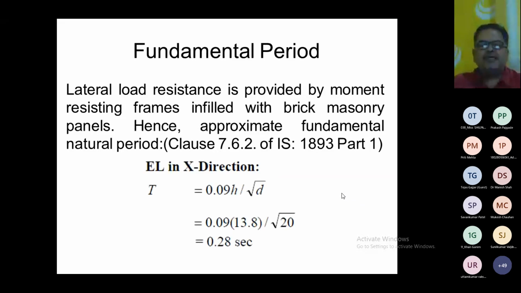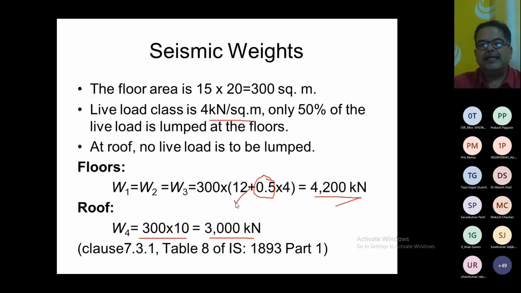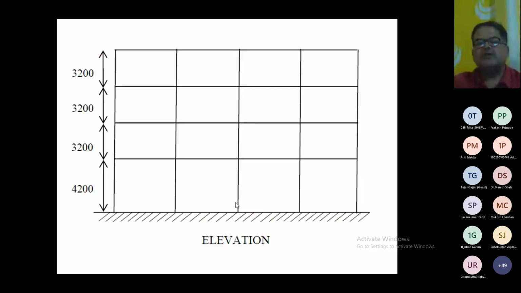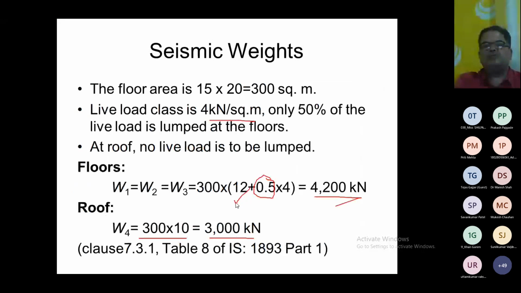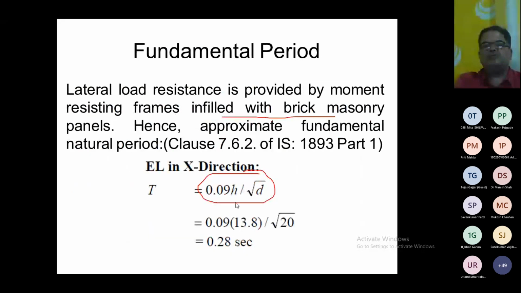Now the fundamental period. We know that brick masonry infill wall is there, so we have to use the equation 0.09 h by root d. H is the height. The total height is almost 13.8 meter, and the dimension in the x direction is 20 meter. So you can see the natural period is 0.28 second.